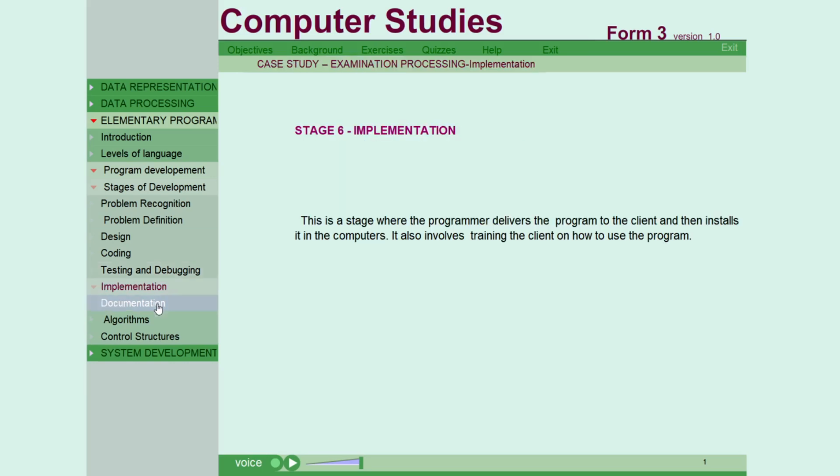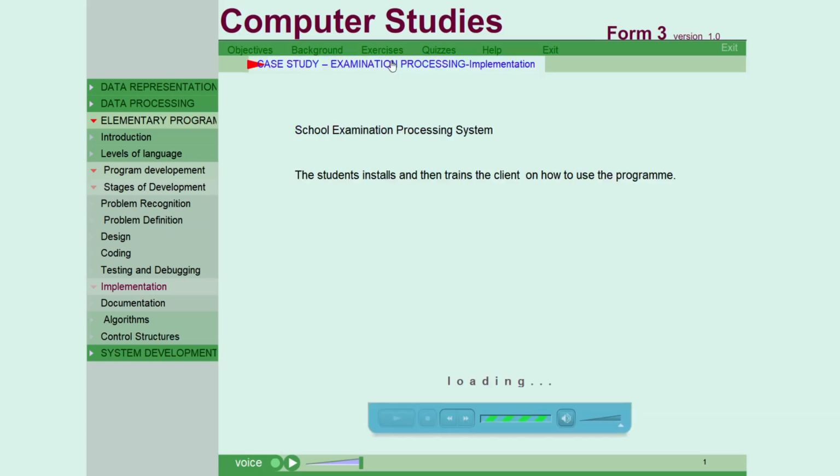Stage 5, Implementation. This is a stage where the computer programmer delivers the program to the client and then installs it in the computers. It also involves training the client on how to use the program. In this stage of our case study, the students install and then train the client on how to use the program.